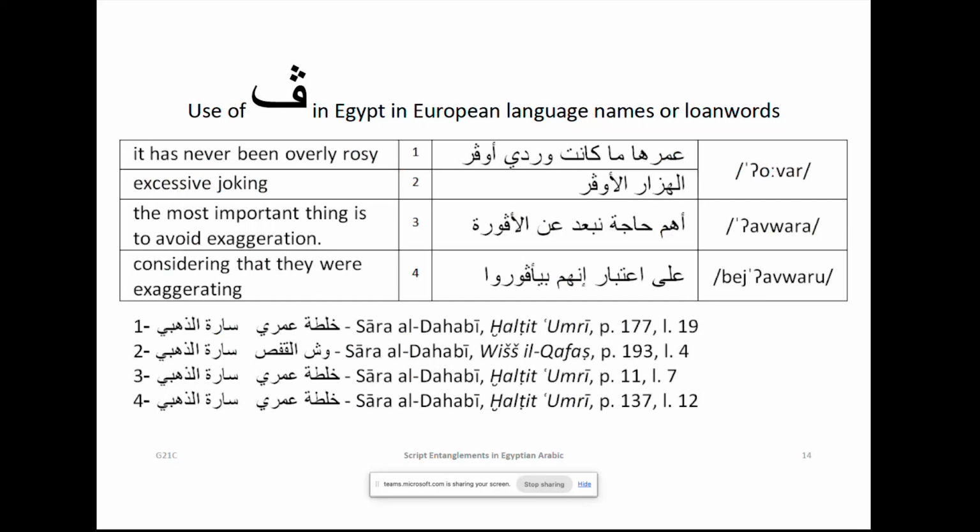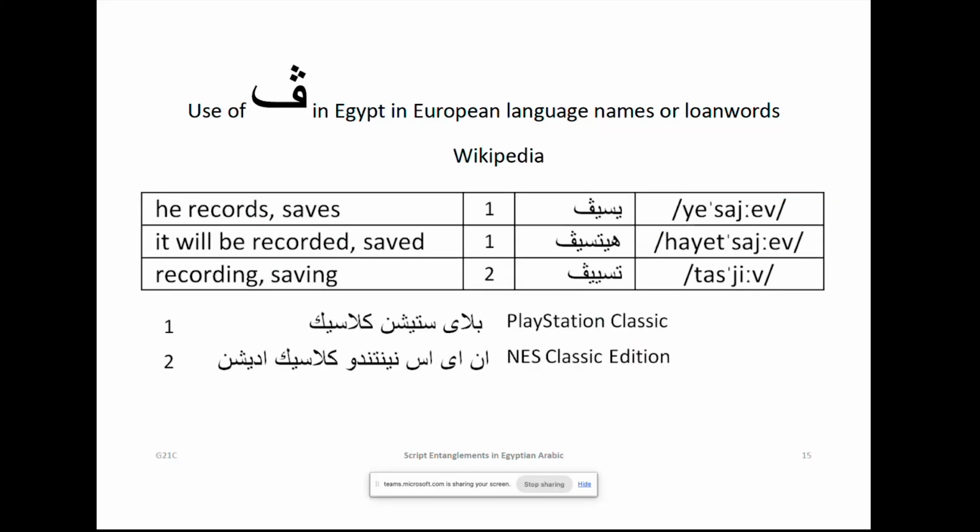This is a rare example of the use of a non-Arabic graph for the formation and conjugation of an Arabic verb. And Wikipedia also lists the verb form yesayyev, he records, he saves, derived from the English verb save, as well as hayetsayev and tasyiv, recording, saving. Thus, the use of a fa with three dots in morphological paradigms entangles this graph even more in Arabic.